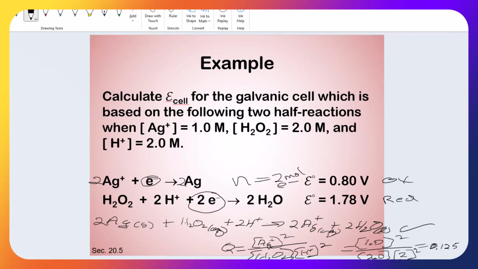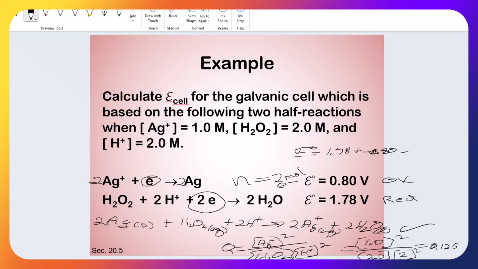I don't have my cell potential. Let's go ahead and get that. So E of the cell under standard conditions will equal the reduction half, which is 1.78, plus the oxidation half, which is a minus 0.80.